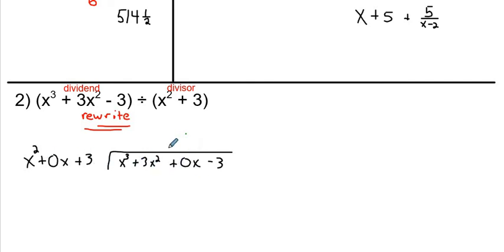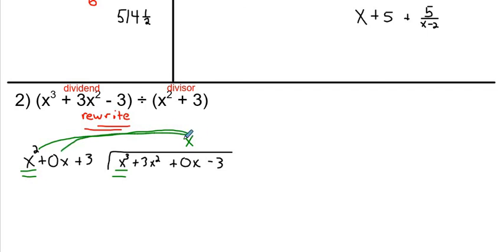So this looks like a whole lot to do, but you don't have to do a lot. Again, all you care about is making this coefficient become this one. So how do I take x squared and make it become an x cubed? I use an x to the first power. And then what I'm going to do is multiply, distributing this times each term.